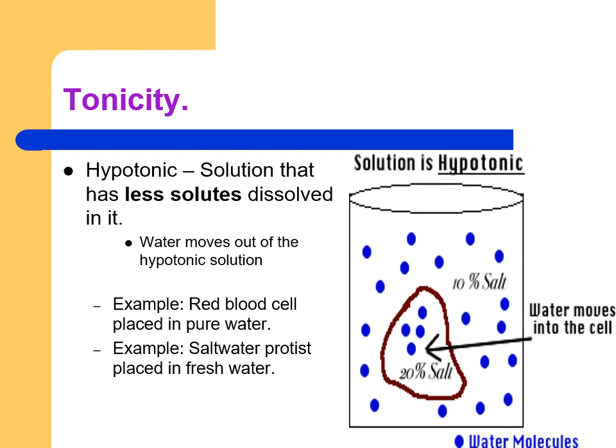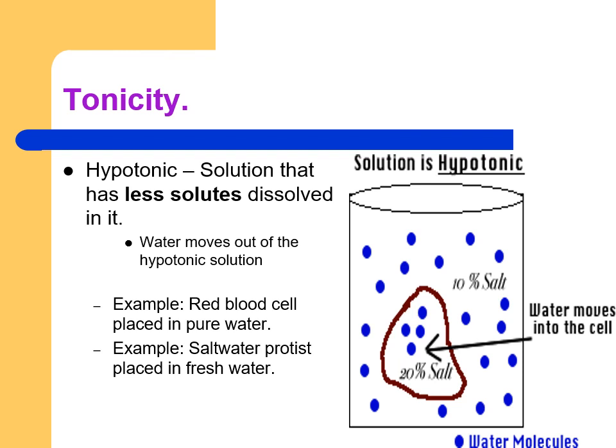So here's when things could go a little bad. A hypotonic solution. Hypo means less, like hypothermia means you have less heat in your body, all right? So hypotonic is less solutes. It's all about the solutes. It will tell you where the water is going to go.